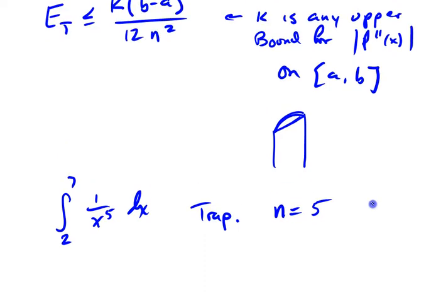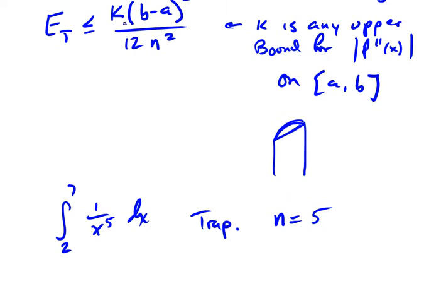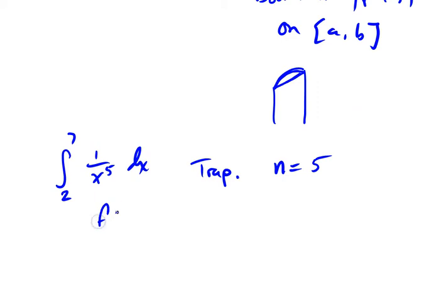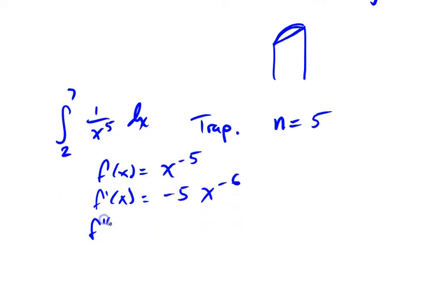But anyway, for the error approximation here, I know b and a, because b is 7 and a is 2. I need to know n, but n is 5, and then I need to know K. So I've got to figure out what the second derivative of this function is doing. So let's take a look. I've got f of x is x to the negative 5. The derivative would be minus 5 x to the minus 6, and the second derivative is 30 x to the minus 7. Right? Now I need to know how big the absolute value of this thing gets, how far away from 0 it goes.